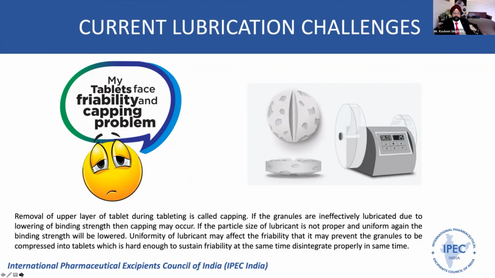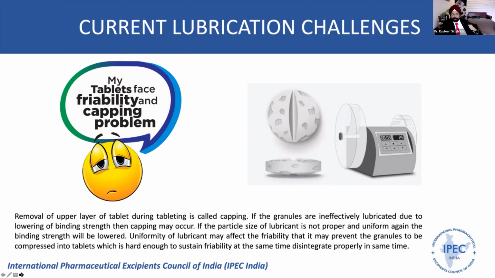Second is the friability and capping problem. Removal of the upper layer of the tablet during tableting is called capping. If the granules are ineffectively lubricated, due to lowering of binding strength, capping can occur. If the particle size of the lubricant is not proper and uniform, again the binding strength will be lowered.